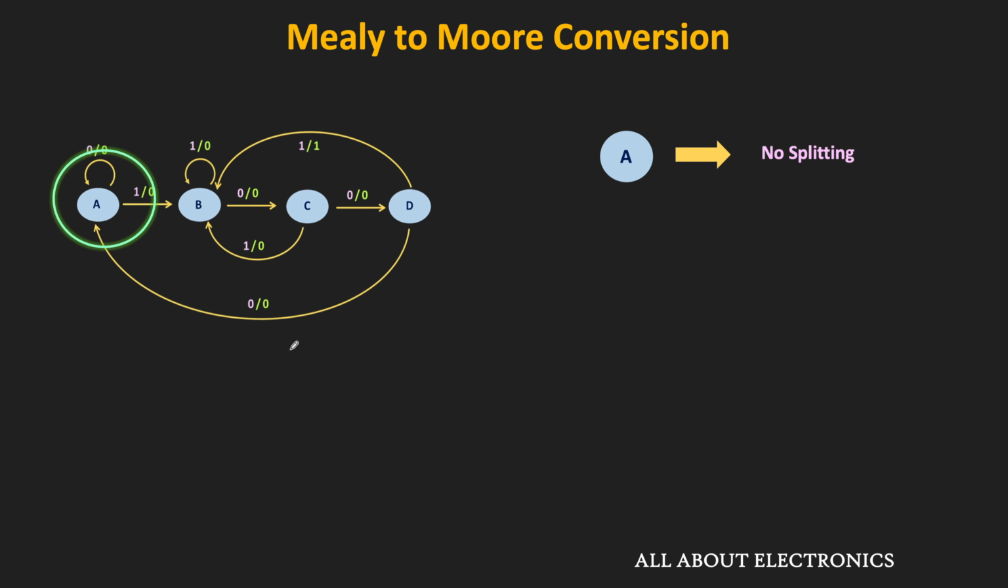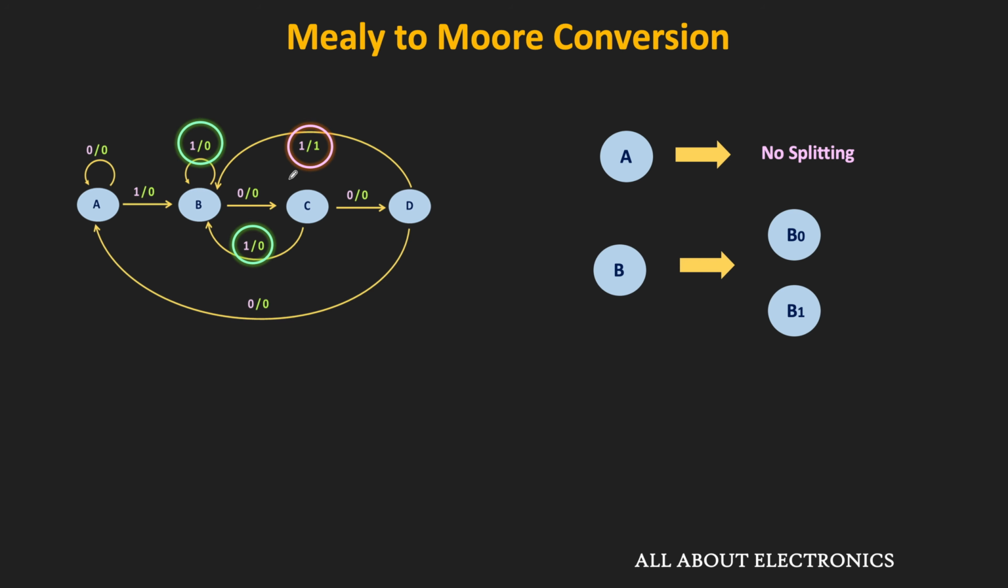Similarly, let us see this B state. In this B state, we have a total of 3 incoming transitions, out of which for 2 transitions the output is 0, while for 1 transition the output is 1. That means since we have 2 different outputs, we need to split this B state into 2 states. Let's say they are B0 and B1. In the B0 state the output of the machine is 0, while in the B1 state the output of the machine is 1.